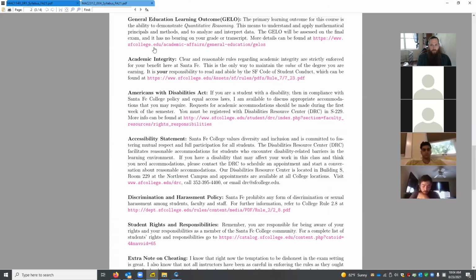The next page here is all pretty standard boilerplate stuff. GELOs, General Education Learning Outcomes. These are a few stats, a few particular kinds of problems that I track your responses on throughout the semester to see how I'm doing as a teacher, and I publish those for the state, but it has no bearing on your grade, doesn't show up in your transcript.